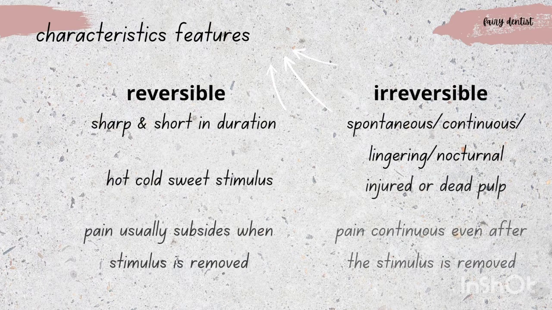Characteristic features. In reversible pulpitis, pain is sharp and short in duration. It's relieved on removal of stimuli. But in case of irreversible pulpitis, the pain is spontaneous, continuous, lingering or nocturnal.